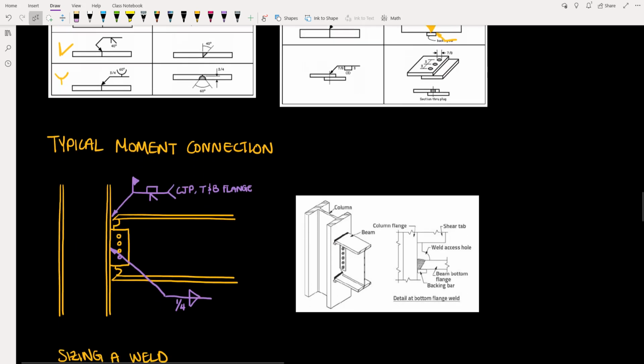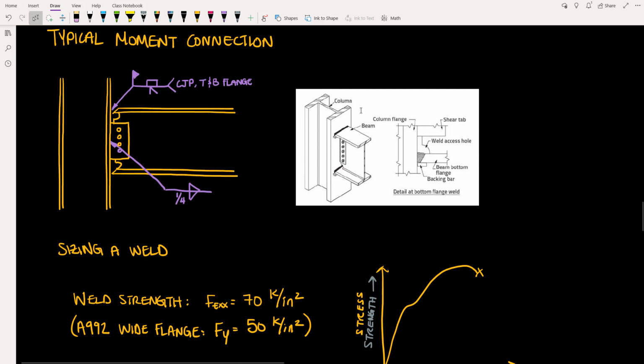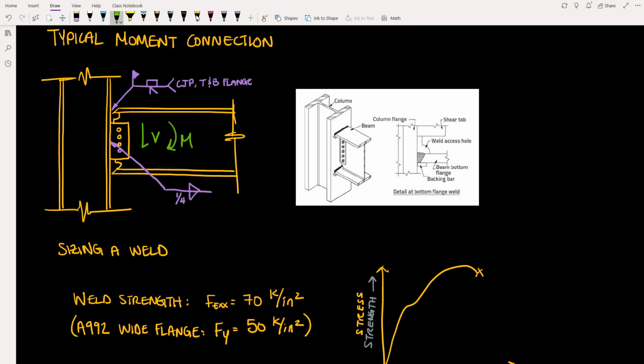Okay, so let's continue on to looking at a typical moment connection. So this would be a typical detail that would show up on a project that has moment frames. We have our beam connecting into our column here, and of course you can see that we're connecting in the strong axis direction to achieve the maximum amount of strength from the column. And of course we are transferring both a shear force here as well as some kind of bending moment.